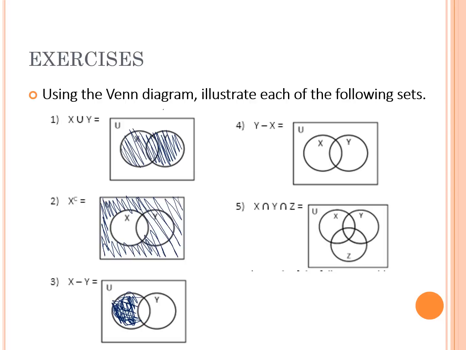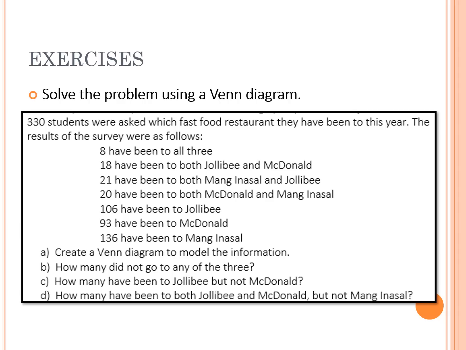Next, number 4, Y minus X. Of course, we only shade Y, and we remove the area of X, set X. And then the intersection of X, Y, and Z is this part. This is where the three sets meet. Next, we have here a problem.